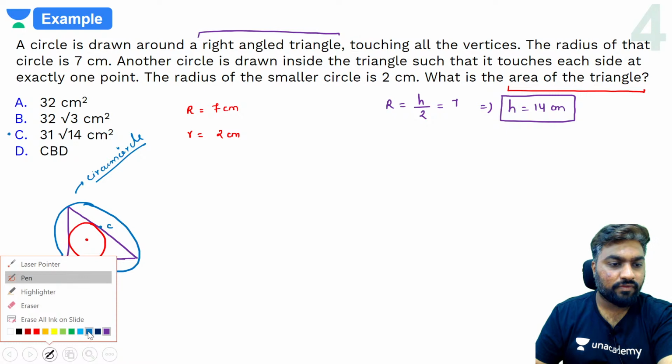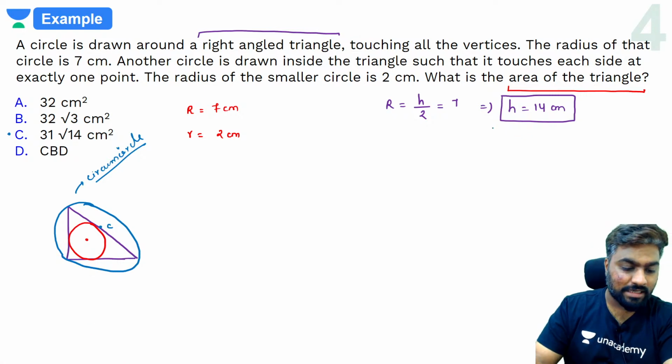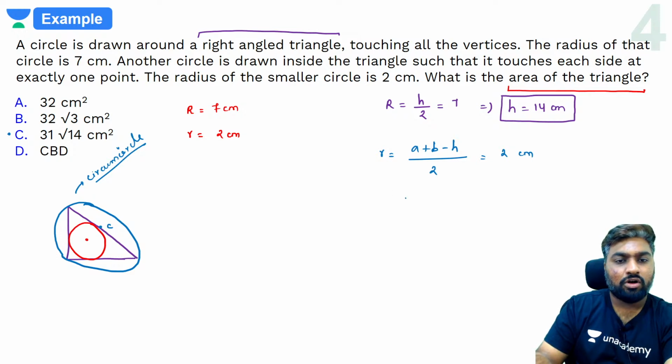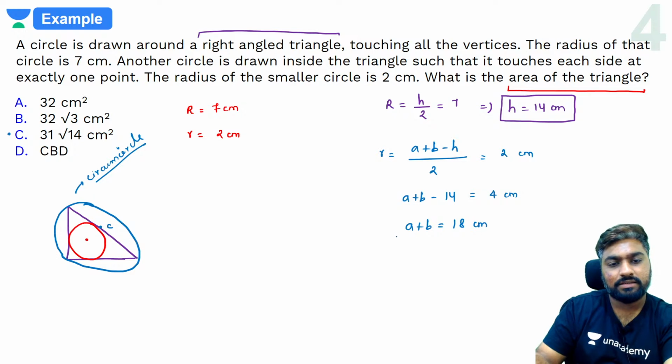Use this to find out what? Sum of the sides. हमें क्या पता है? In radius, that's nothing but a plus b minus the hypotenuse by 2 is nothing but 2 centimeters. So what do you get? A plus b minus 14. H क्या है? 14 is nothing but 4 centimeters. Correct? 2 into 2, 4. तो आपको क्या मिल गया? A plus b should be equal to 14 plus 4, 18 centimeters.